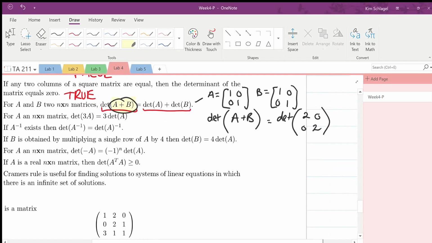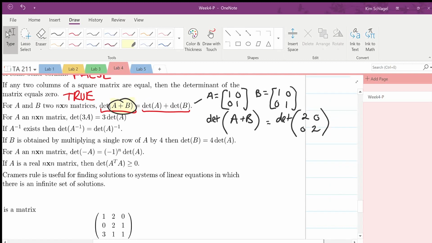Okay, and our formula for determinants is just AD minus BC. So we have AD minus BC, and so we have 4 minus 0 equals 4. Okay, so in this case right here, our determinant of A plus B is equal to 4.